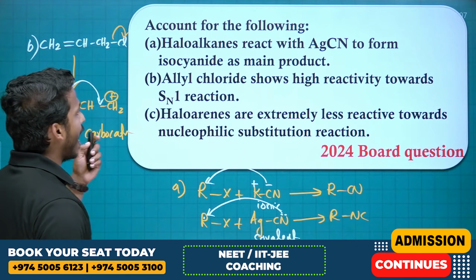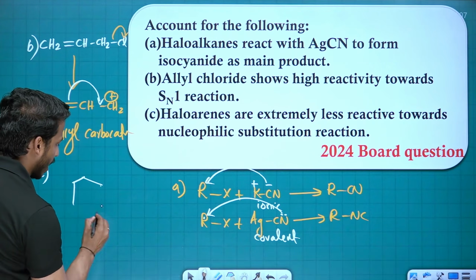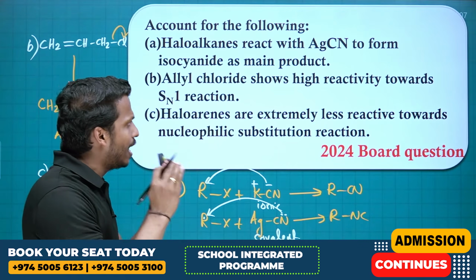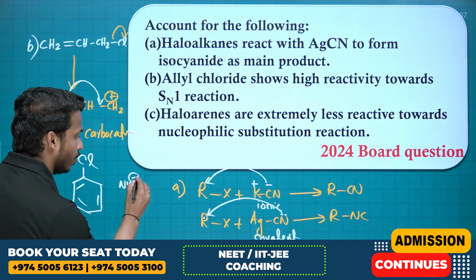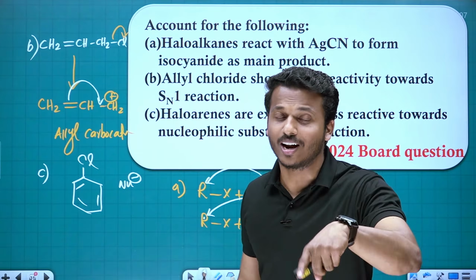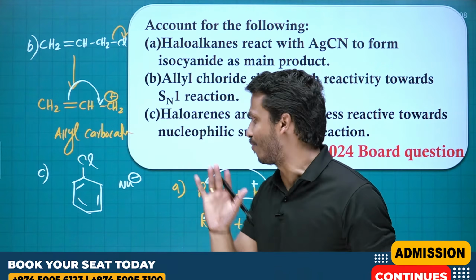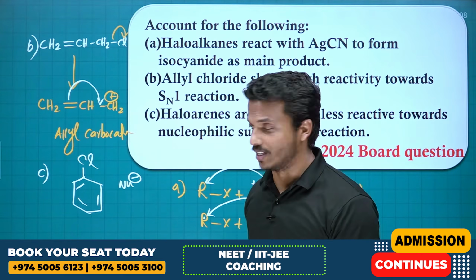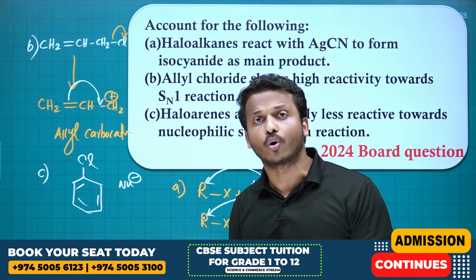And the next one: haloarenes are extremely less reactive toward nucleophilic substitution. Let me take an example of a haloarene, that is chlorobenzene. Yes, you can see this question in many previous years. I will discuss it only here, so carefully listen. If it is repeated in any other year, I won't discuss it. Why are haloarenes less reactive toward nucleophilic substitution?